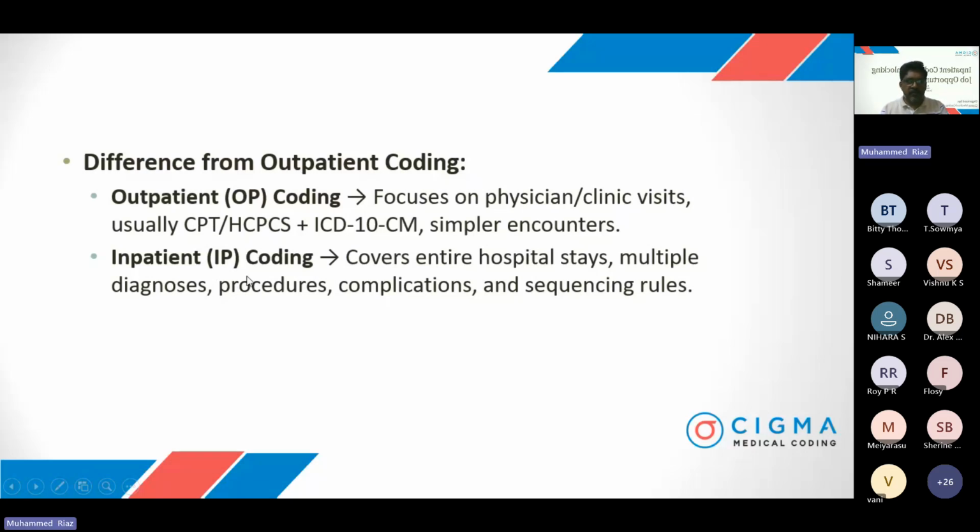Whereas in the inpatient coding system, I told you the difference between inpatient and outpatient coding, it covers the entire hospital stay. We call this the LOS, length of stay. From September 1st to 10th, you'll have 10 days of hospital stay. So you'll have multiple diagnoses, multiple procedures done, right? You might have some complications suddenly, and suddenly emergency procedures would have been carried out, right? And based on the severity of the illness, maybe a higher treatment protocol is followed. So all these things we have to take into consideration when it comes to inpatient coding.